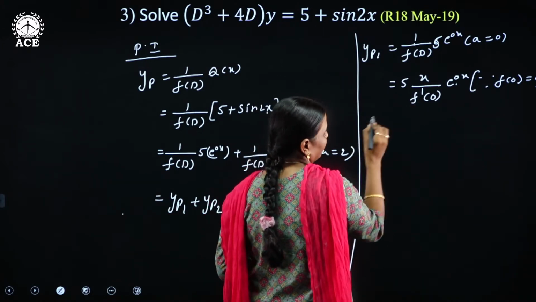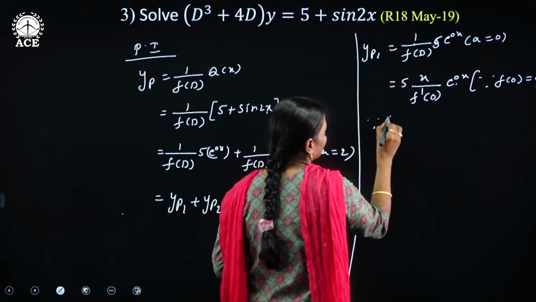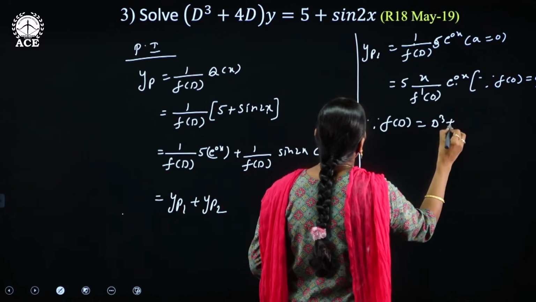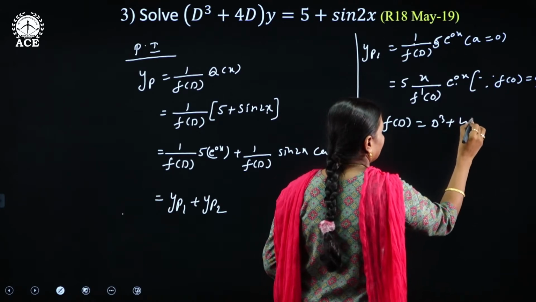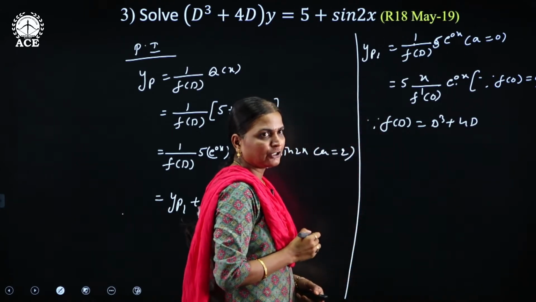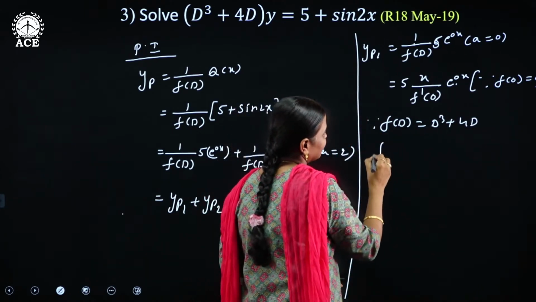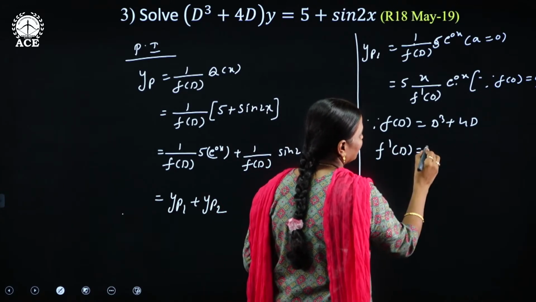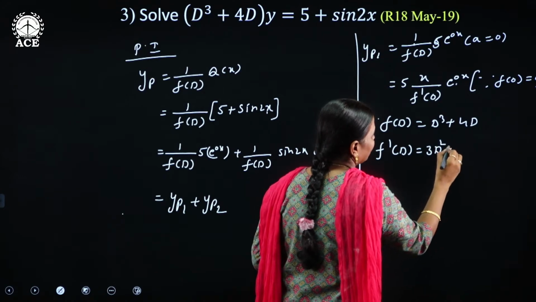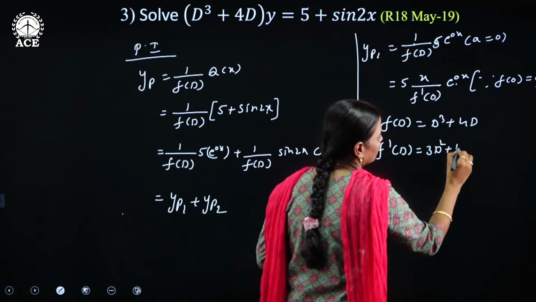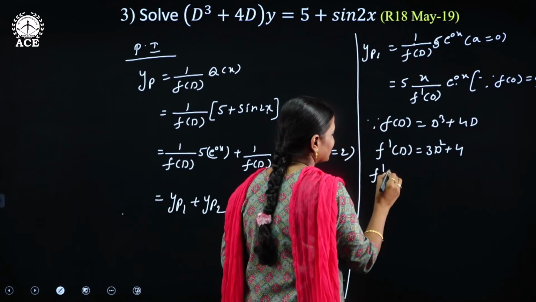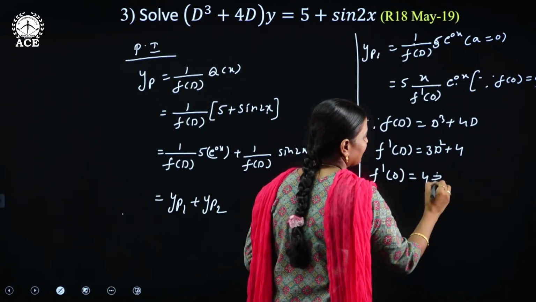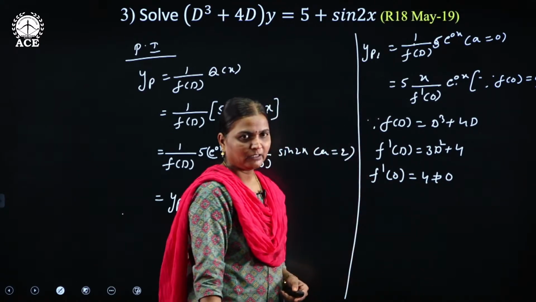How to write f dash of 0? Since, what is the f of D? f of D is equal to D cube plus 4D. What is the f dash of D? f dash of D is equal to differentiation of D cube, which is 3D square, plus differentiation of 4D, which is 4. Now what is the f dash of 0? f dash of 0 is equal to 4, which is not equal to 0.